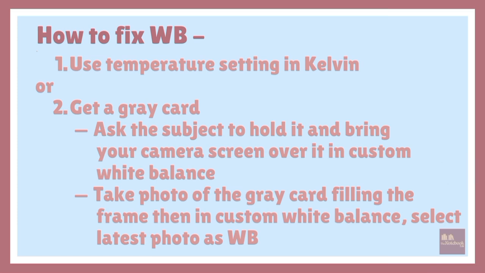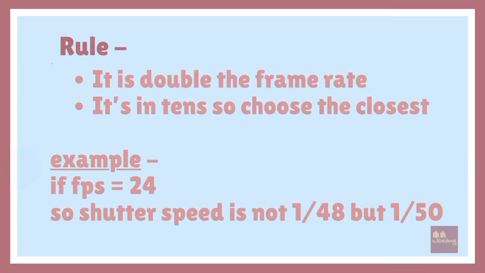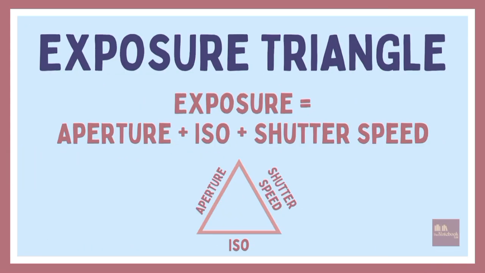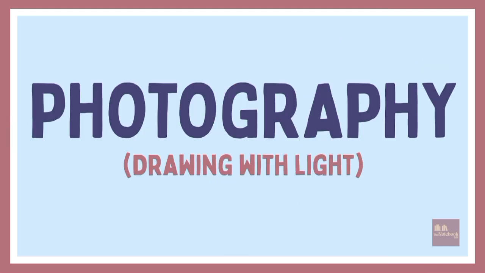So this was it for the photography video. As a summary, your exposure is affected when you combine the aperture, ISO and shutter speed. So when all these settings are perfect, then you will get your perfect exposure, that is, how bright or how dark you want your image or the video to be. So this was it for the photography video.